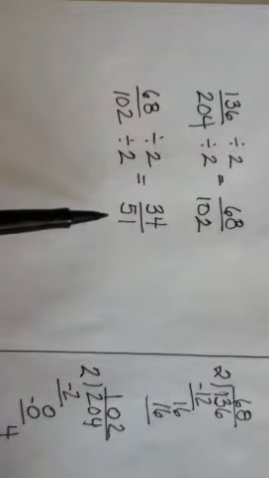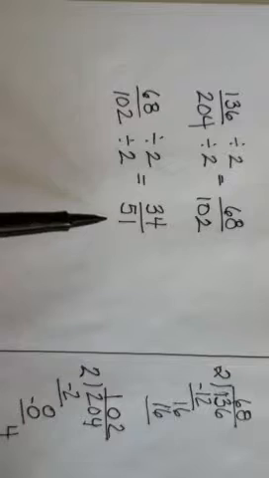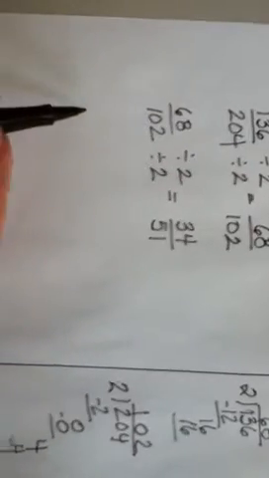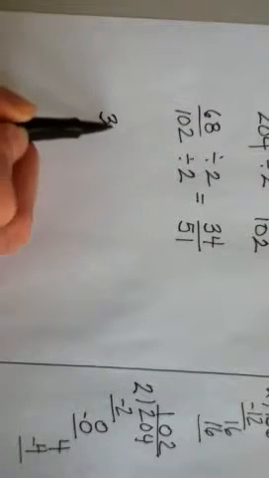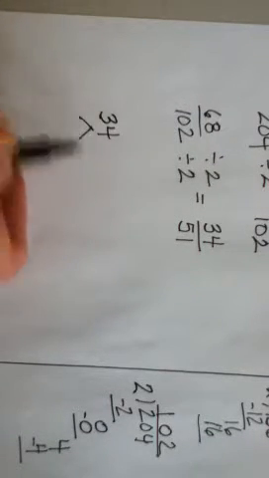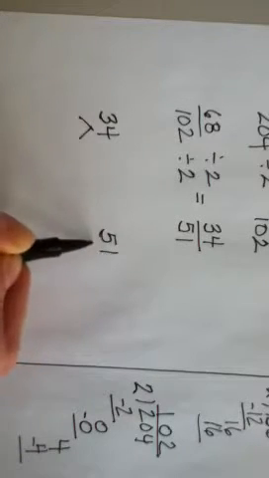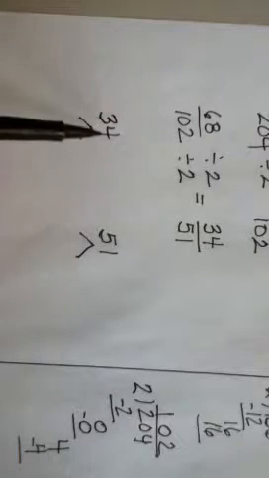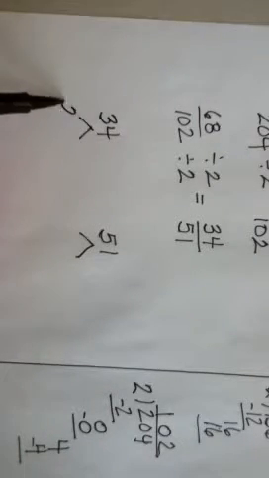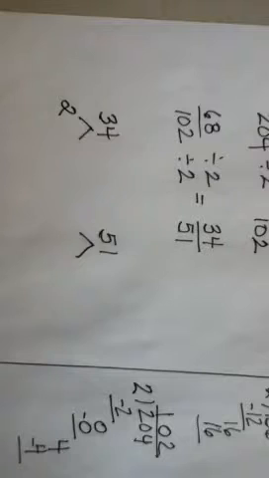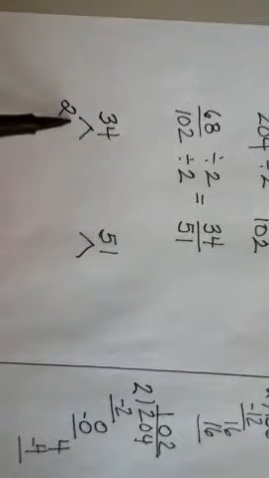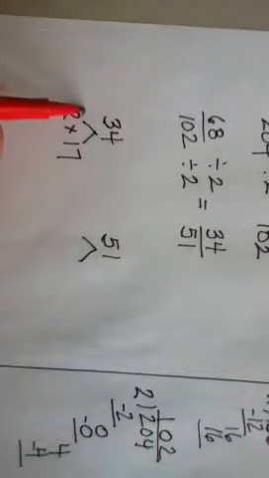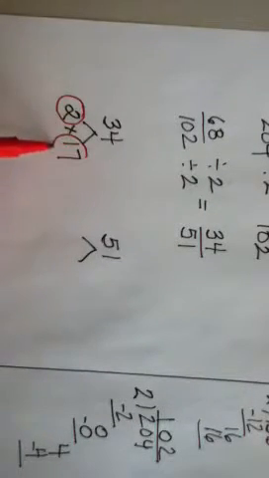Keep in mind, it's okay to mix and match methods. If I take 34 over 51 and switch to a prime factorization method, where I do the prime factors of 34 and 51, let's see what we get. 34 divides by 2, so 2 times, and you may have to use your scrap paper, but 2 times 17 is 34. And I know 2 is a prime number, and 17 is a prime number.